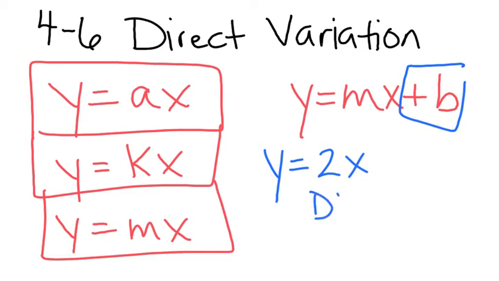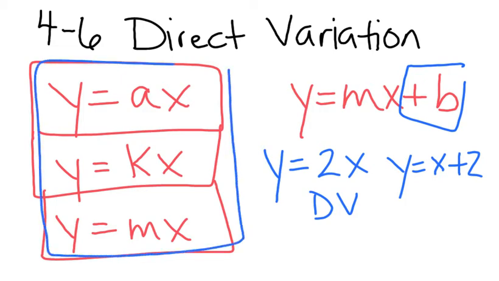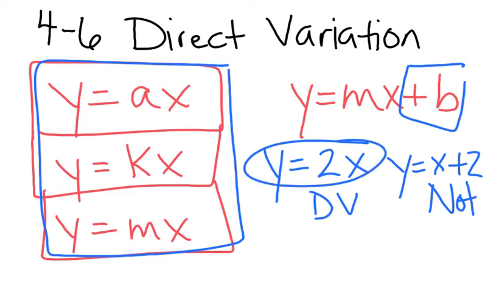So that's direct variation. What if it said y equals x plus 2? Does that fit into any of these over here? No. So that is not direct variation. So the easiest way to tell is anytime there's a b. There's a plus 7, a plus 8, a minus 1. Anything tacked on to the end past the x. So this is direct variation.